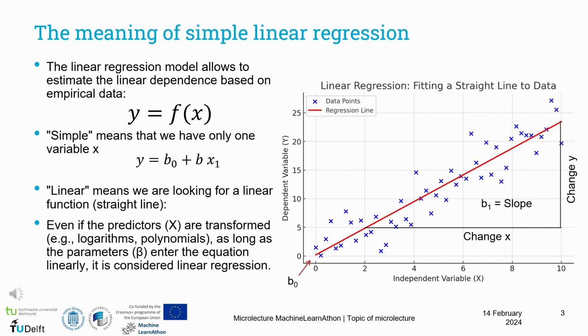Even if we transform the predictor variable, for example by using logarithms or polynomials, as long as the parameters or coefficients enter the equation linearly, it's still considered linear regression.